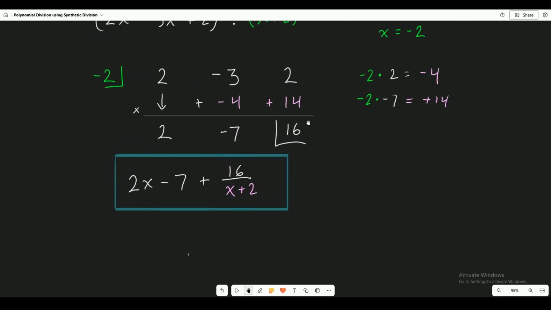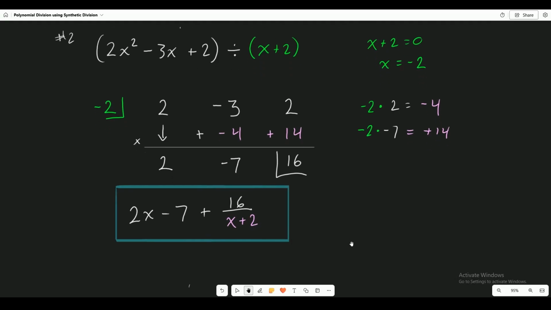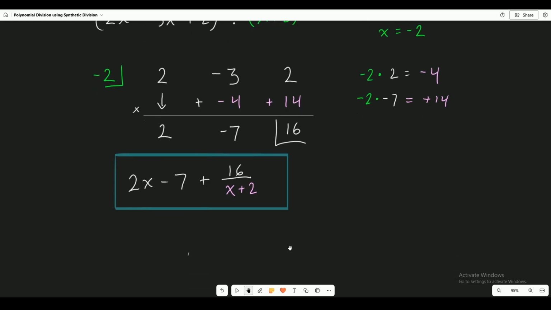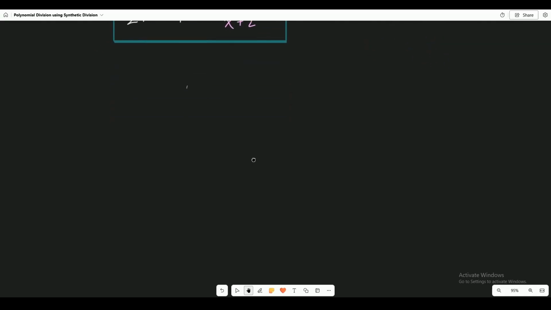By the way, if you get a 0 here where the 16 is, that means there's no remainder, which means that it's a factor. Okay? X plus 2 is not a factor because you get a remainder. It's not a factor at all. But when you get no remainder, that means it's a factor, right? It's a root of that polynomial. All right? My next example is going to be this for you guys. Here we go.